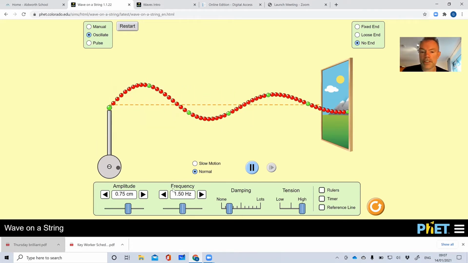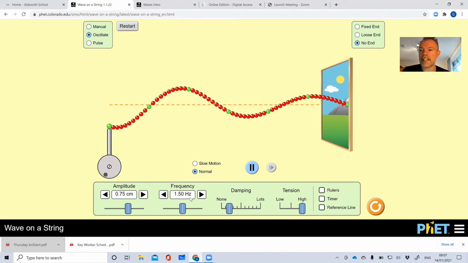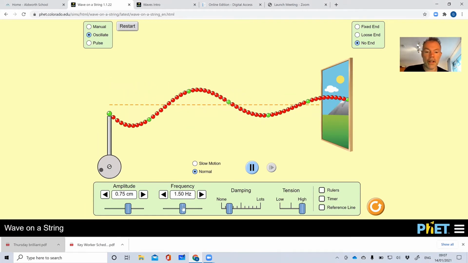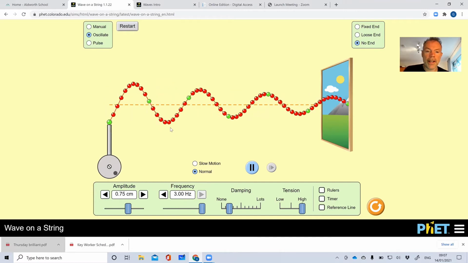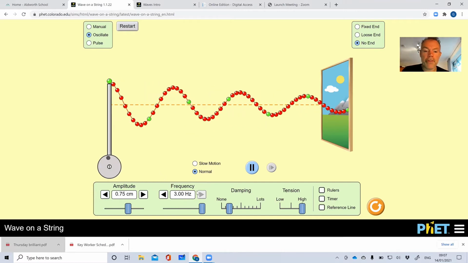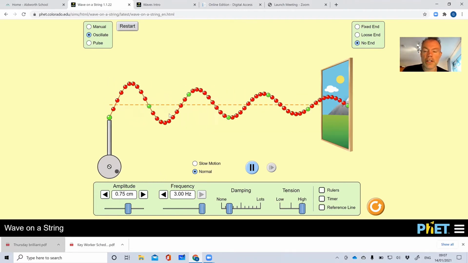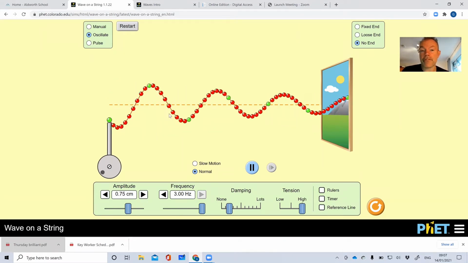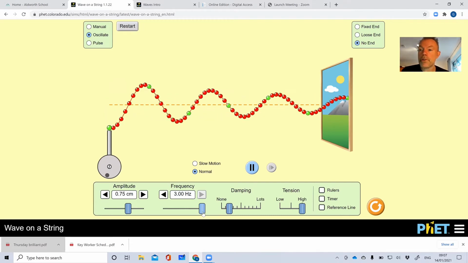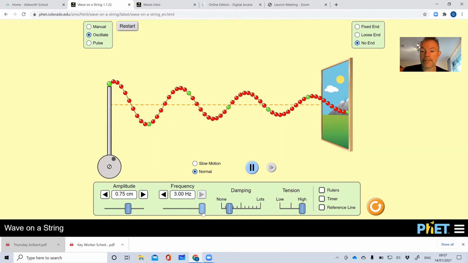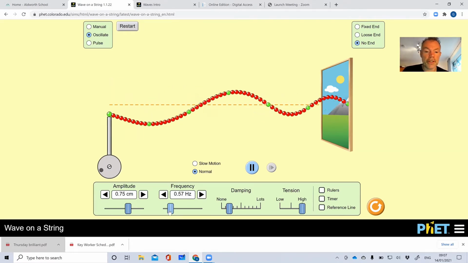This word here, frequency, and it says Hz next to it. The Hz stands for hertz. Okay, I can turn up the frequency. The frequency number's getting higher. Now, what's happened to the wave? Well, if you were to count the waves going past, there are more waves going past every second. Okay, and that's what the frequency is. It's the number of waves going past a point every second. So look, that's a low frequency.